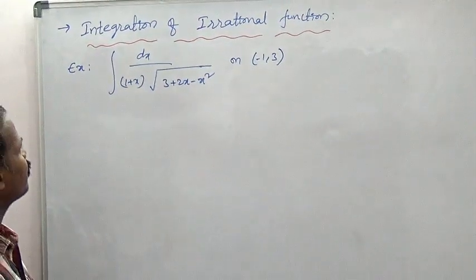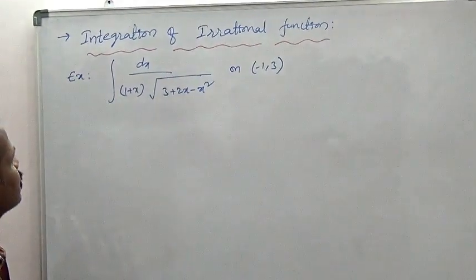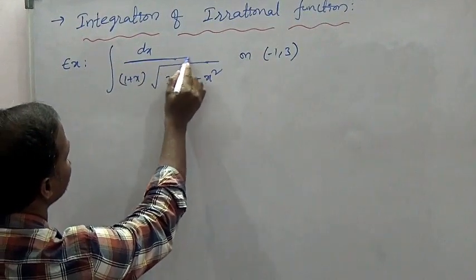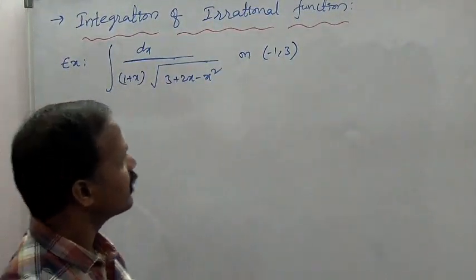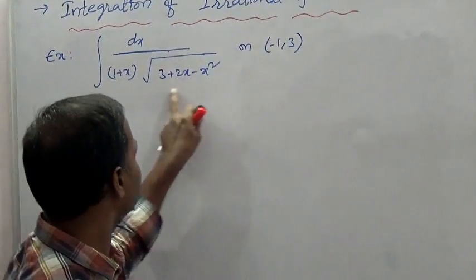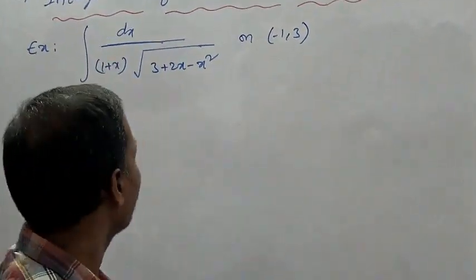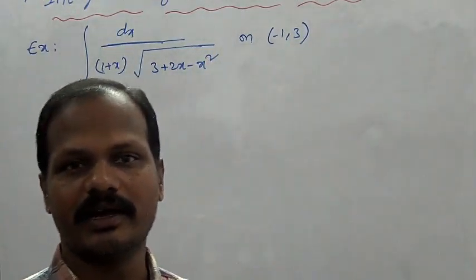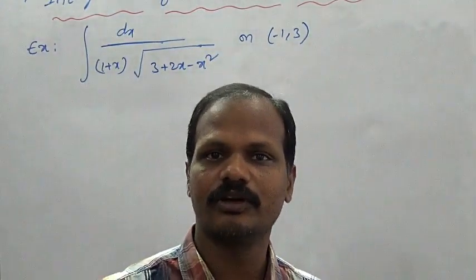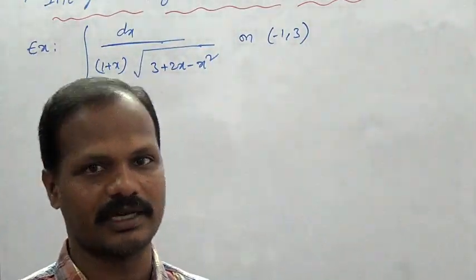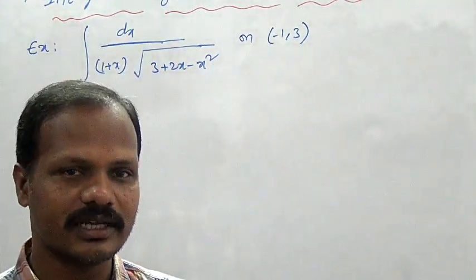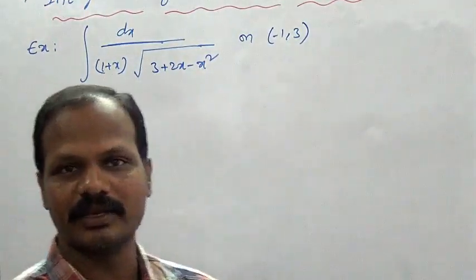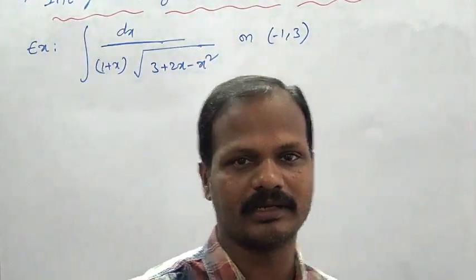Find the integral of dx by 1 plus x into square root of 3 plus 2x minus x square on the open interval minus 1 comma 3. So this is the domain of this function. Now this is of the form integral dx by ax plus b square root of px square plus qx plus r. Now what we have to consider here, the substitution is 1 plus x, that is ax plus b, equal to 1 by t.